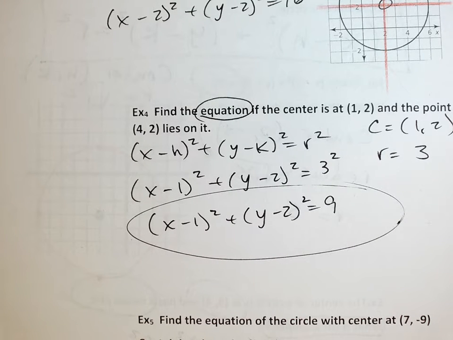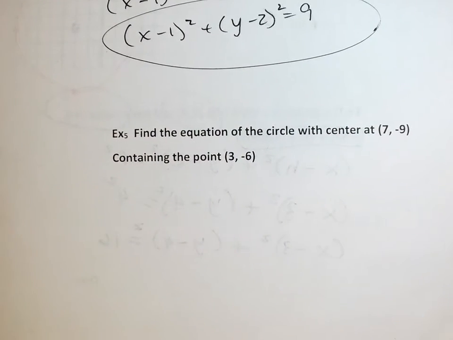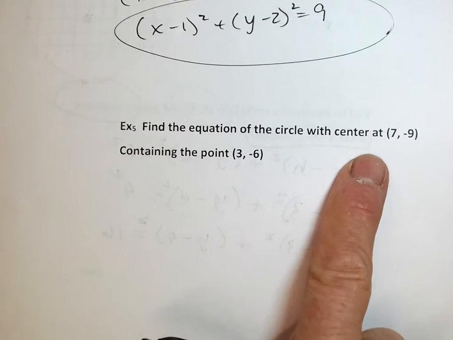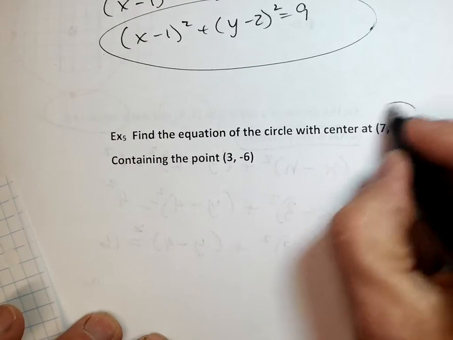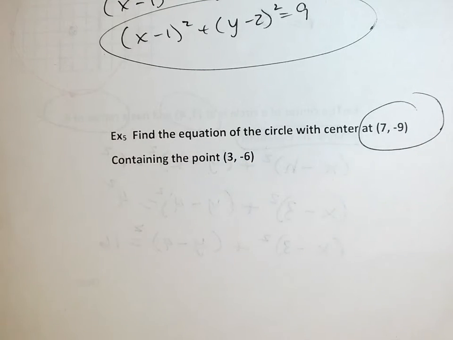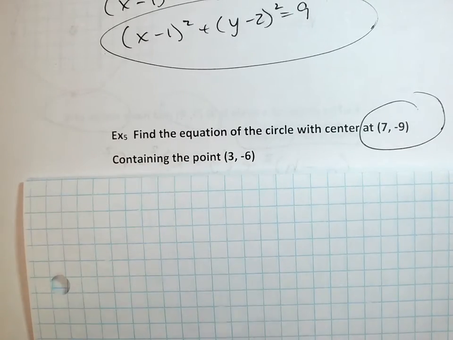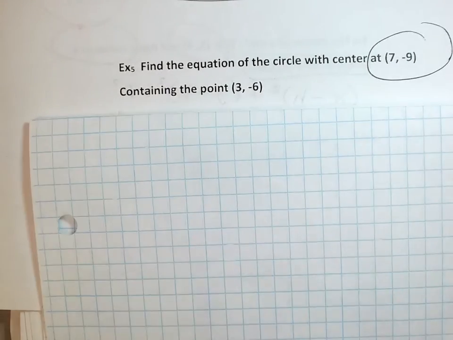Okay, now example 5. If I can see it, it helps me a bunch. You get a visual picture of it. So if I take a look at example 5, I've got a center at 7, negative 9, and it contains a point at 3, negative 6. Let's go ahead and check that out. Let me draw a picture. I might have to make a big picture because those are big numbers, but that's okay.